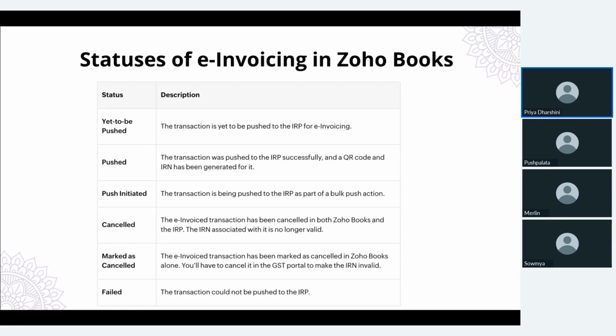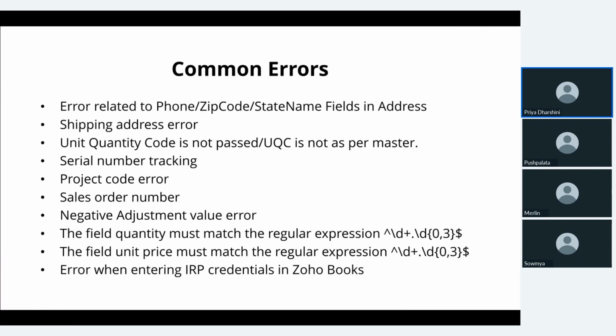So now we had a walkthrough of what is e-invoicing, how e-invoicing is handled in Zoho Books, and how e-invoices can be successfully generated in Zoho Books. Now let's have a walkthrough of the common errors which you might face when you're trying to push the transactions to IRP. So the first error is related to the phone, zip code, state name fields and address.